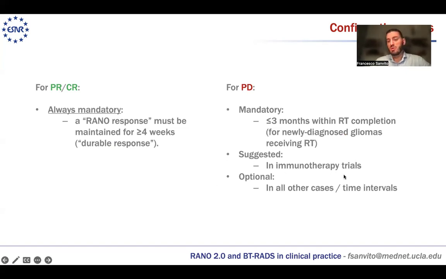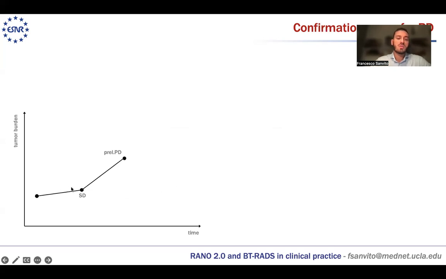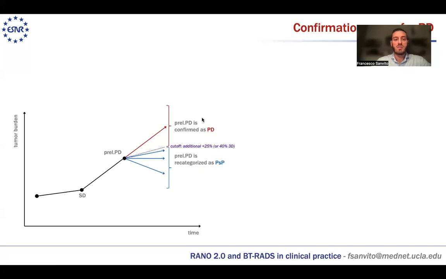It is still suggested for immunotherapy trials, where we fear that there can be some artificial enlargement that is due to the treatment rather than real progression, but it's still optional in all other cases, unless the sponsor mandates the confirmation scans for progression. Let's see how they work. If we see a progression, we call it preliminary progression in case we are required to use confirmation scans. And we only call it confirmed progression if we see further growth from that time, whereas if there's shrinkage or stabilization or even insufficient growth, we call it a pseudoprogression, PSP. The cutoff, again, is that 25% increase in bidimensional products or 40% in segmentations.